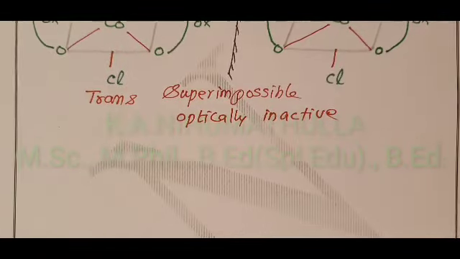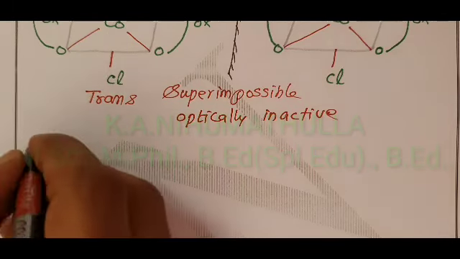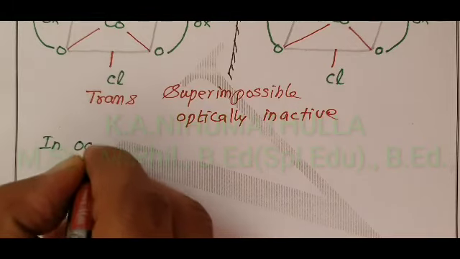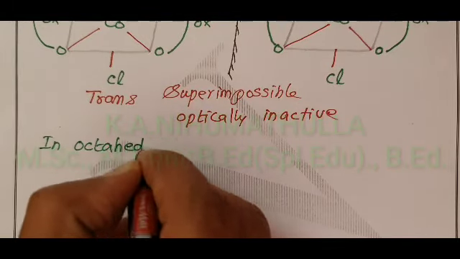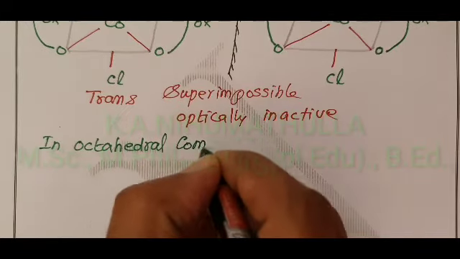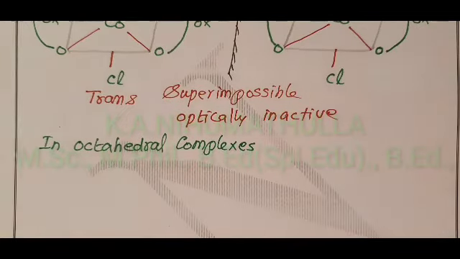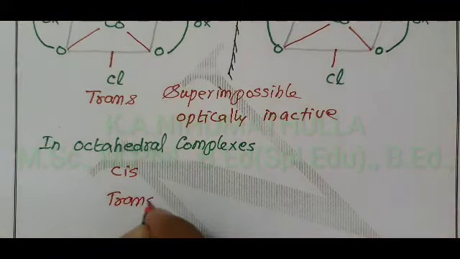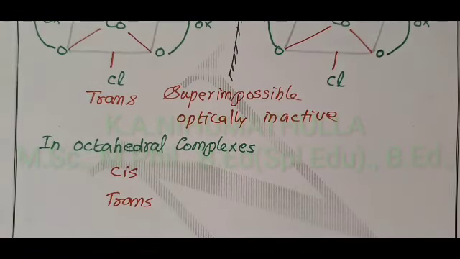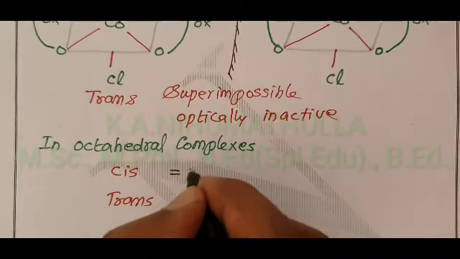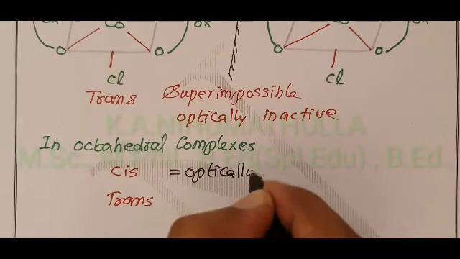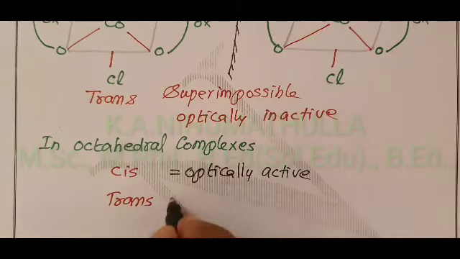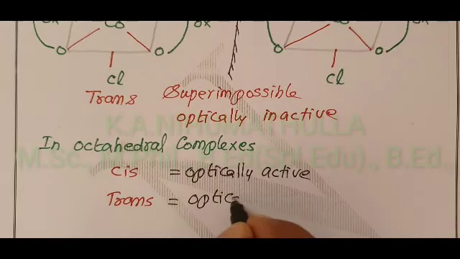So, in general, after drawing all these, we come to the conclusion that in octahedral complexes, the cis form is optically active, and the trans form is optically inactive.